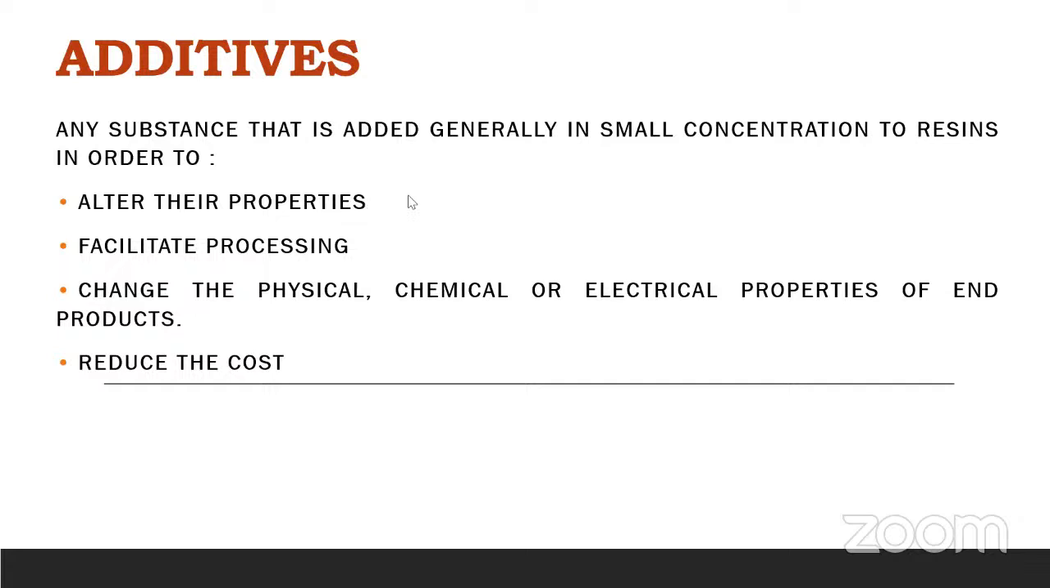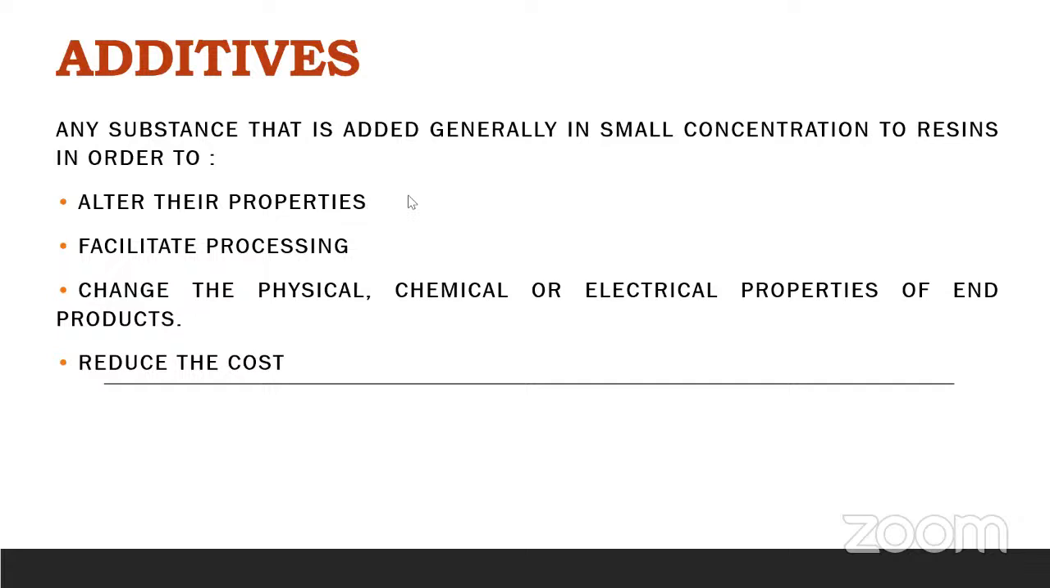Then third, we can say it is about changing the physical, chemical, or electrical properties of the end products, which I've already talked about in altering the properties. Then reducing the cost. So fillers and other low cost additives help in reducing the amount of expensive base polymer which is needed.